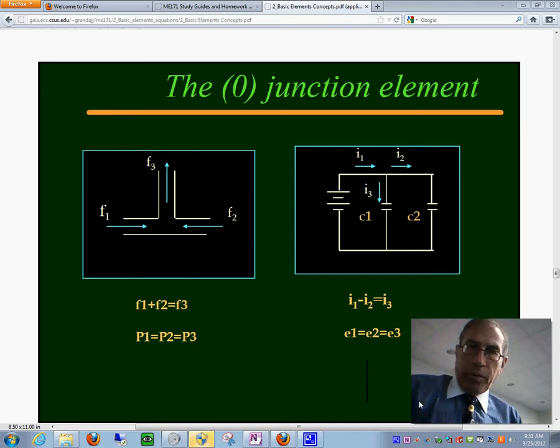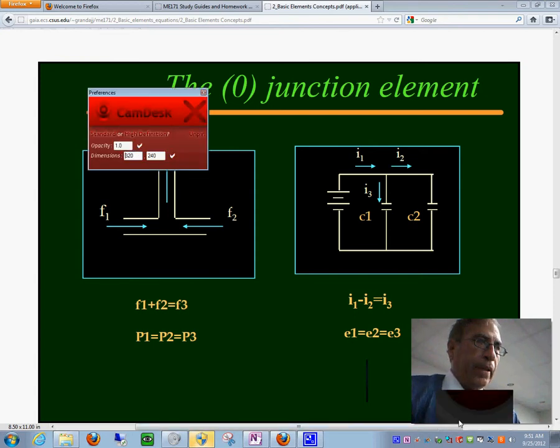Today we're going to talk about the junctions. How do you make connections on putting systems together? So we'll talk about the zero junction and we'll talk about the one junction and give some examples on how we connect this to the rest of the elements and build up systems.